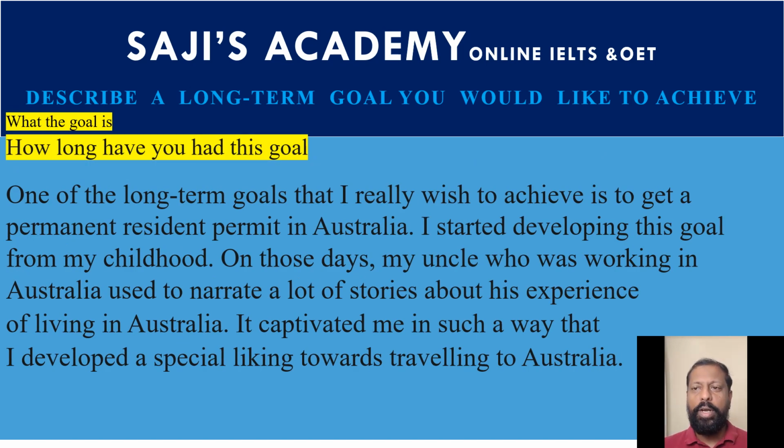Now let's move on to the answer. Look at the first two bulleted points. They are answered together: what the goal is and how long you have had this goal. Look at the model answer. One of the long-term goals that I really wish to achieve is to get a permanent resident permit in Australia. You might be wondering why I chose this particular goal, because this is a sole purpose. Many nurses and many professionals prepare for the IELTS examination. Let's talk about that particular goal that we all have.